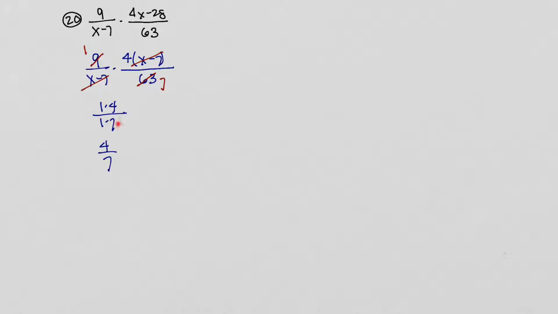Now this step here you could probably skip, but I just wanted to write it so you could see where everything is coming from. So we're saying now that this set of instructions can be replaced with this set of instructions, as long as x is not equal to 7. So we might even toss that in there.